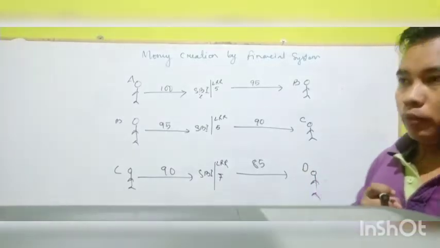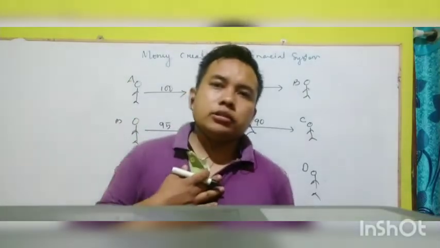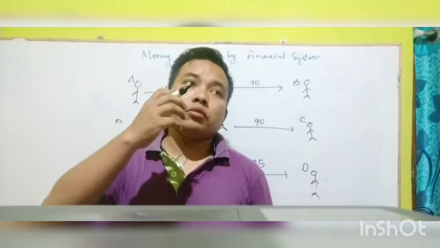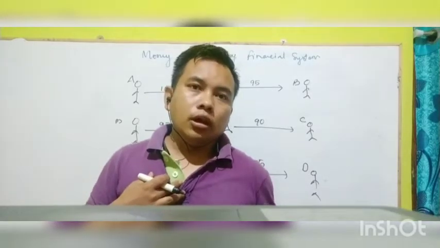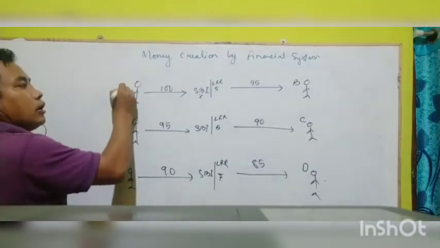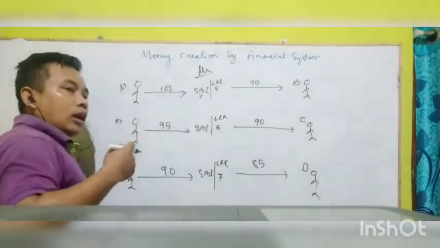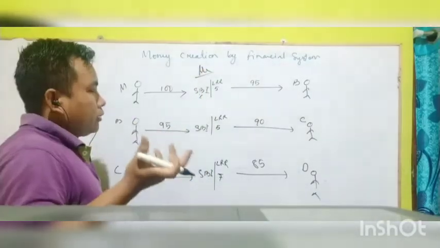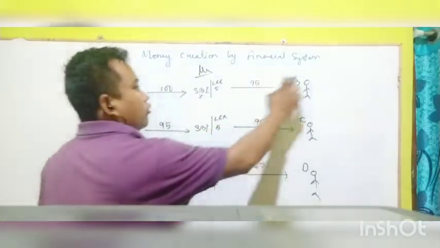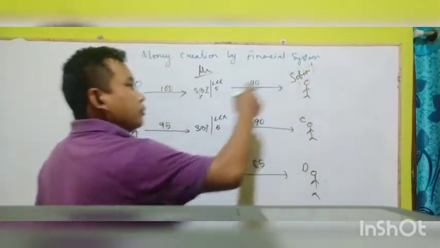Let's say that this is the depositor. He gave me 100 rupees, this is me, the bank. I deduct 5%, so 5 rupees, and the 95 rupees remaining is given to Sophia. Now Sophia takes a loan of 95 rupees from me.